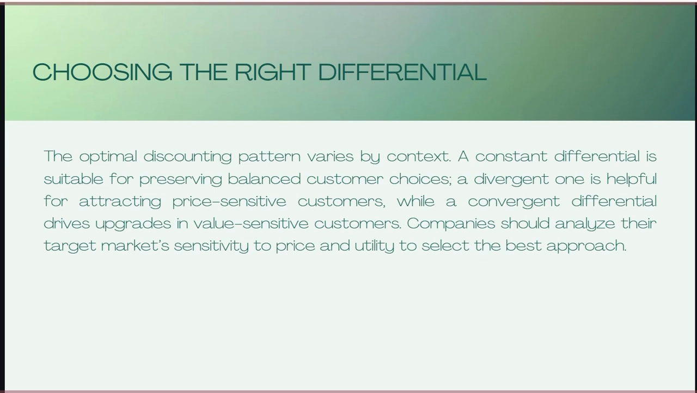Understanding these strategies helps companies create a versioning plan that aligns with both customer behavior and profit goals. By balancing version range, order effects, and price differentials, companies can meet diverse customer needs while optimizing revenue. Remember, the key is to consider how customers make choices and adjust accordingly.